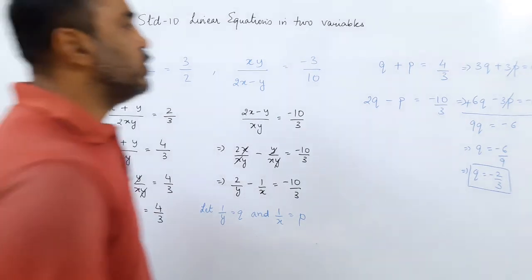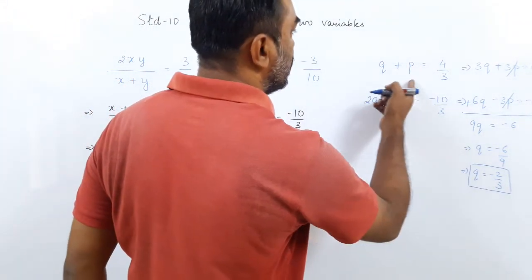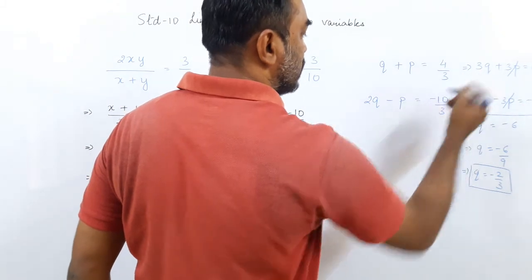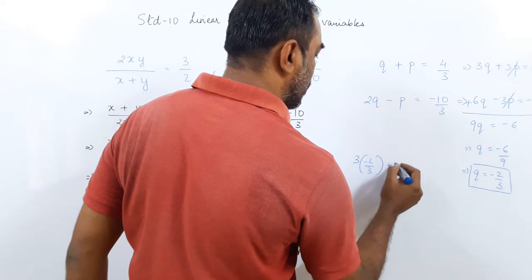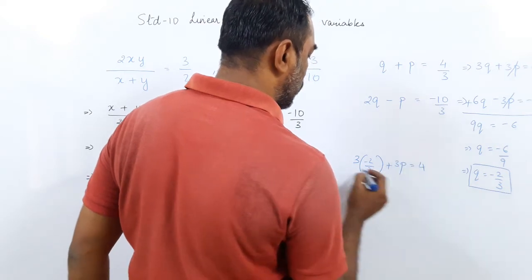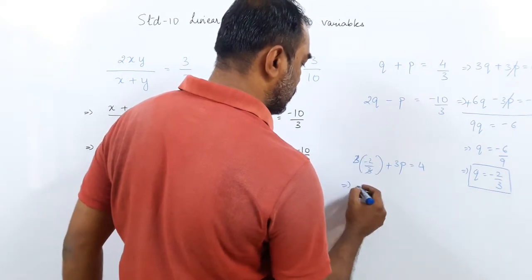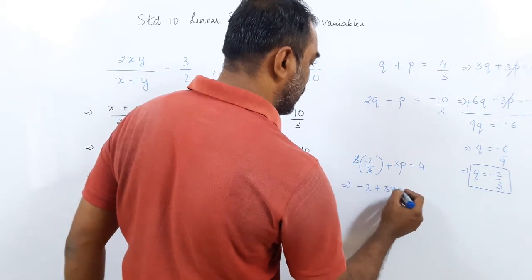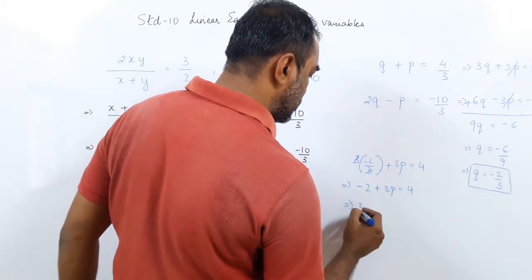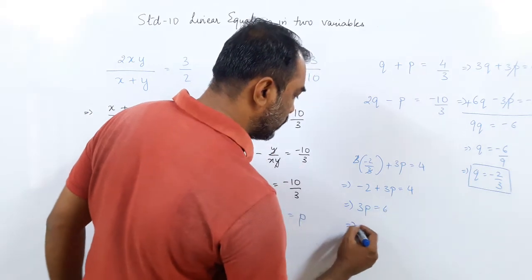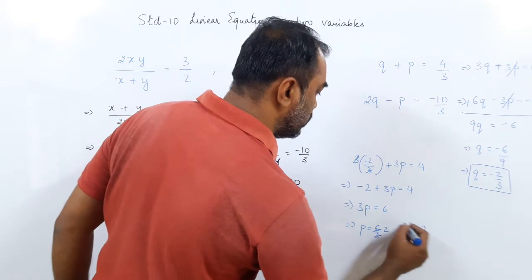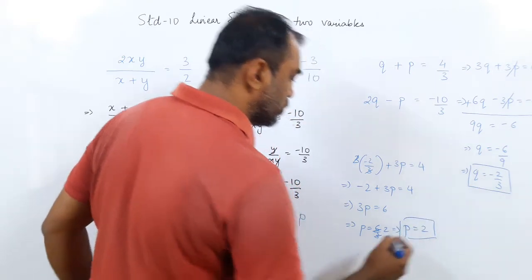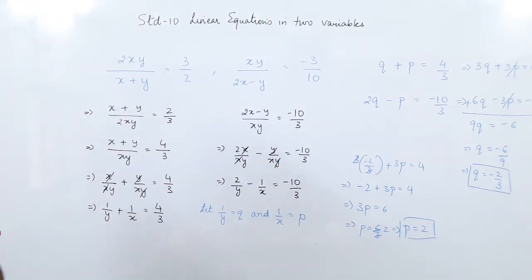After we get the value of q, we will find the value here. We will put it here in this equation. 3, q is how much? Minus 2 upon 3 plus 3p equal to 4. This gets cut. So minus 2 plus 3p equal to 4 implies 3p equal to 6 implies p is equal to 6 upon 3. So p is equal to 2. Okay. So we got q equal to minus 2 upon 3 and p is equal to 2.